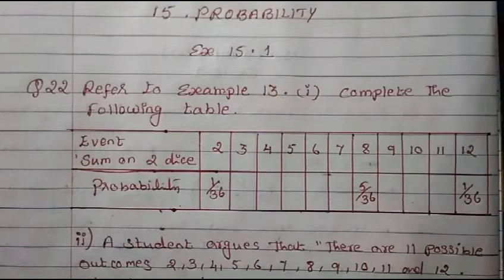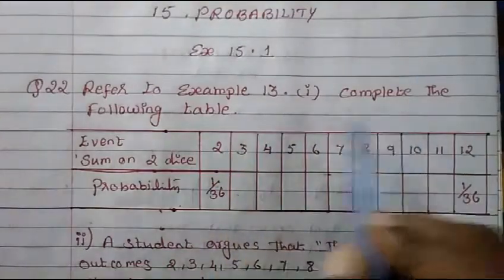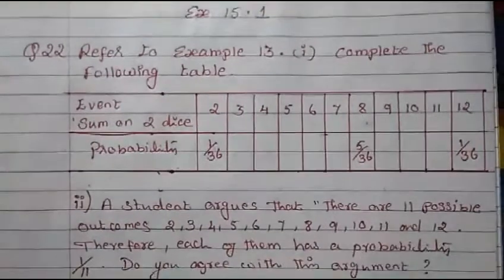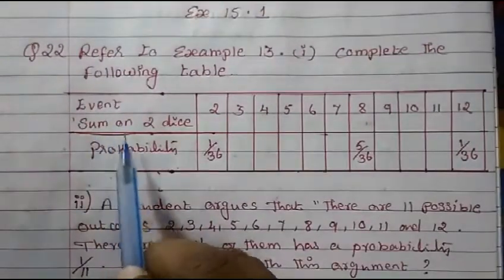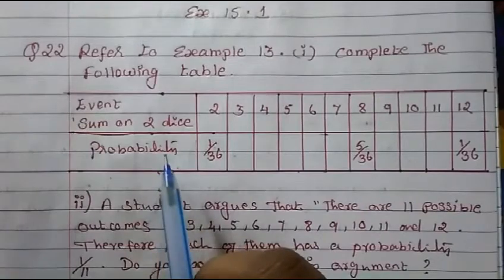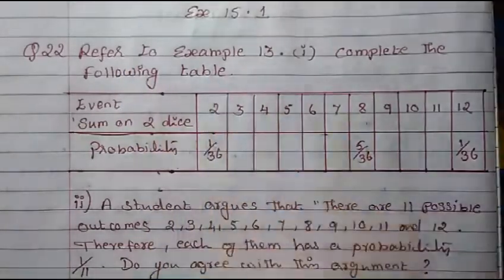Today we are going to study from exercise 15.1 question 22. Refer to example 13. Complete the following table. So here it is given event sum on 2 dice, then the probability. Now before that let us refer to example 13.